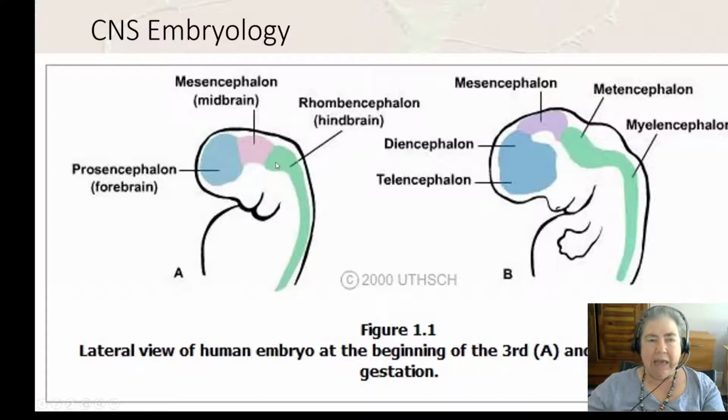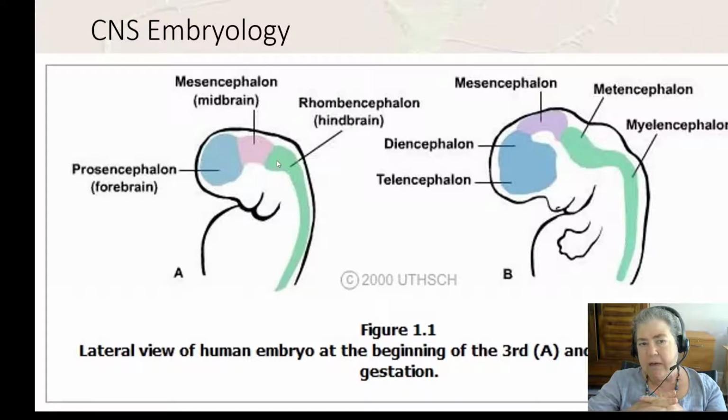Over the next couple of weeks, as these central nervous system structures continue to differentiate and develop, the forebrain divides into two parts, and we call those two parts the telencephalon and the diencephalon. The cerebrum, the cerebral hemispheres, are what grows from the telencephalon.